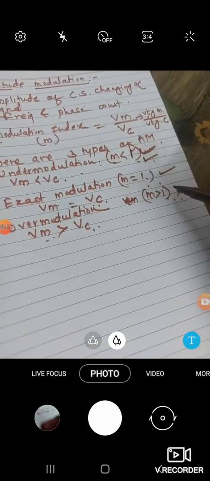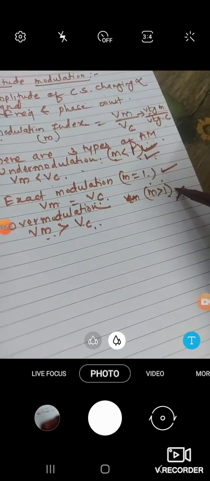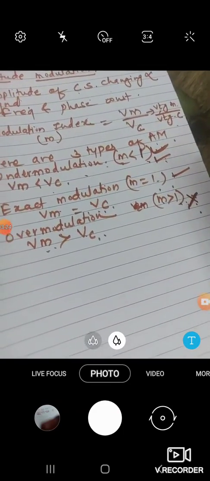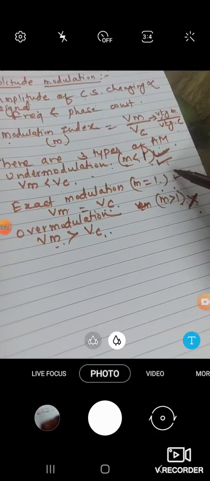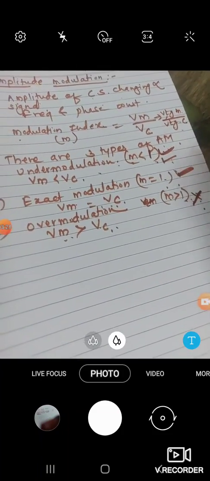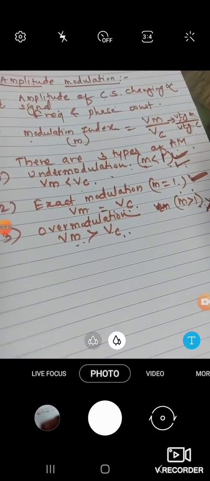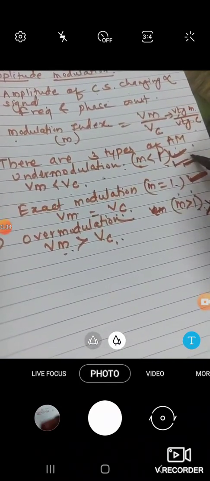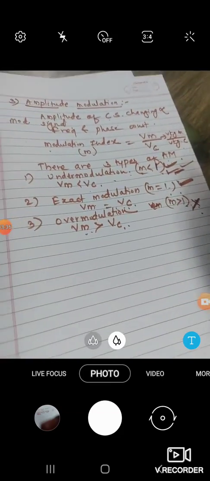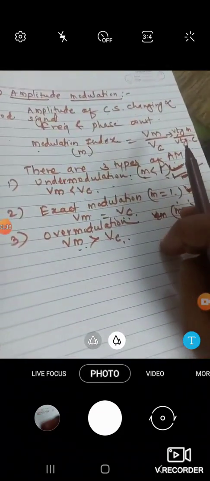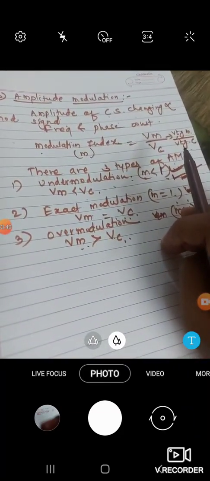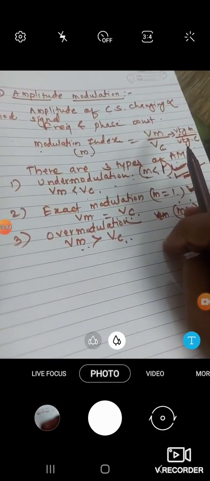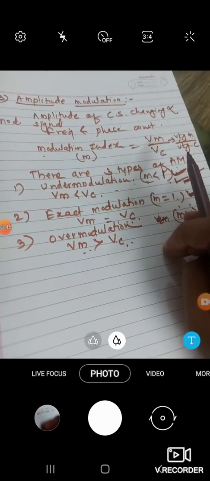Out of these three, over modulation is giving more losses, so it is not mostly preferred in analog communication. Exact modulation can be used for some applications, but under modulation is the condition which gives good performance if we compare these three types. And the under modulation method of AM is the one used for many applications in communication.